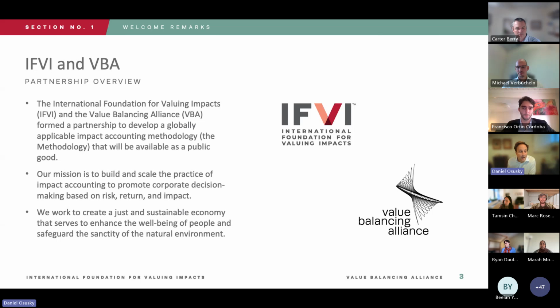Our mission, collectively, in addition to producing this methodology, is to really help build and scale the practice of impact accounting in a way that can ultimately promote decision-making that can be based not just on the traditional paradigms of risk and return, but also risk, return, and impact. And so collectively, our grand vision and our goal is to create a just and sustainable economy that can serve and enhance the well-being of people while simultaneously safeguarding the environment.